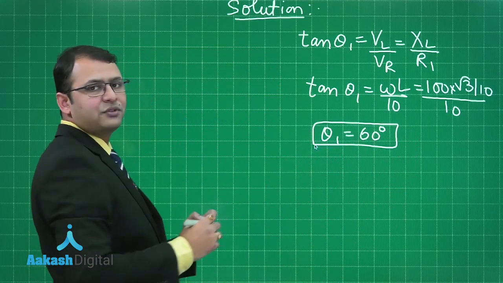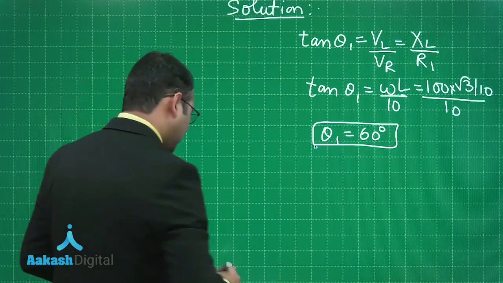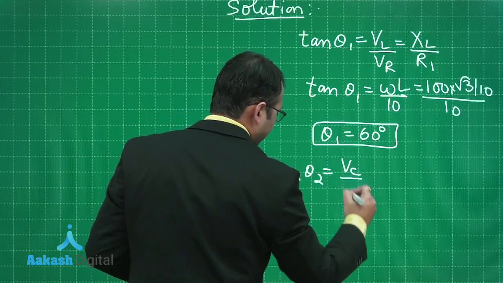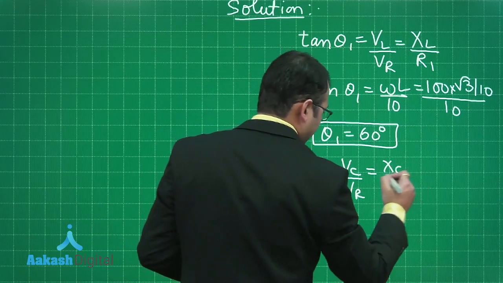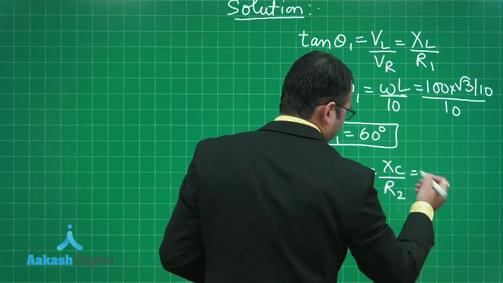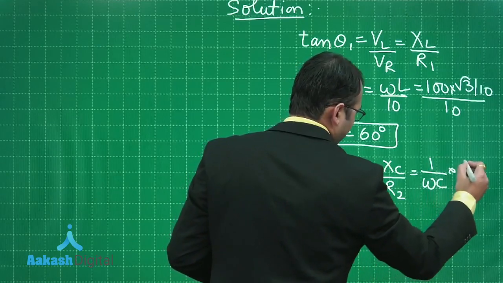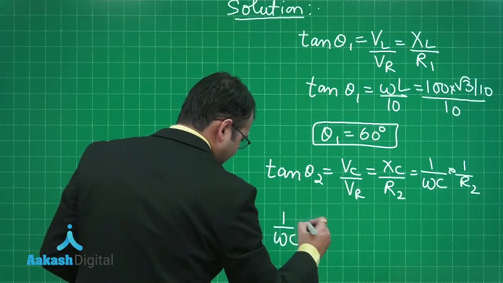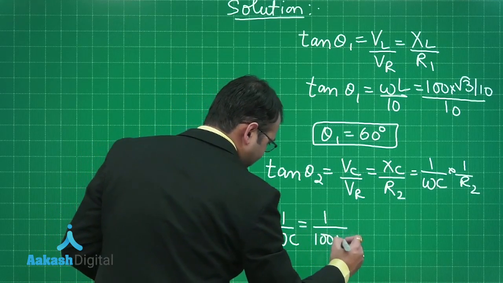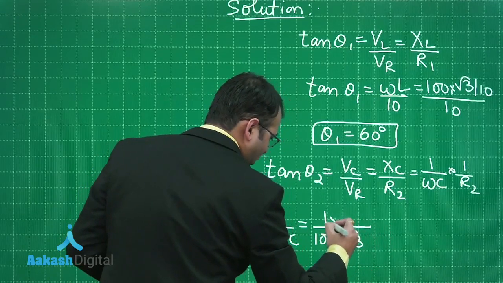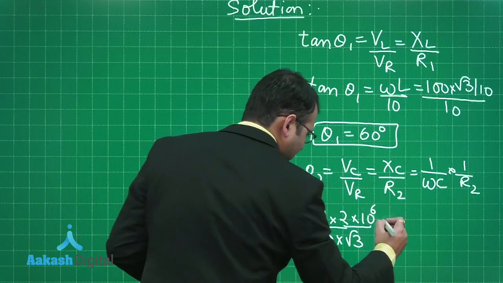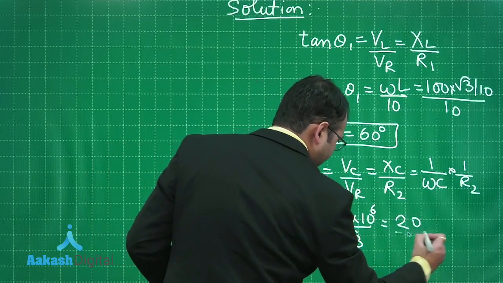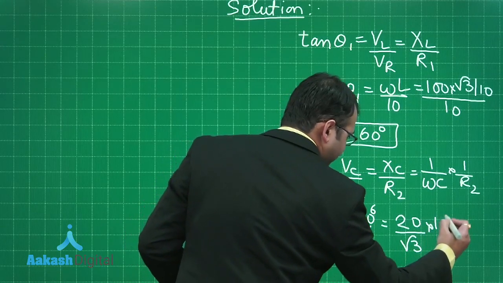So we know the phase difference between the potential and current in the LR case. Now let's do the same for the capacitance case. So that would be again VC by VR. This can be written as XC upon R2. XC would be simply 1 upon omega C into 1 upon R2. When you calculate this, you will get 1 upon omega C as 1 upon 100 and capacitance value root 3 by 2, so 2 will go up into 10 to the power 6. This value, whatever it comes to, will be 20 by root 3 into 10 to the power 3 ohm.